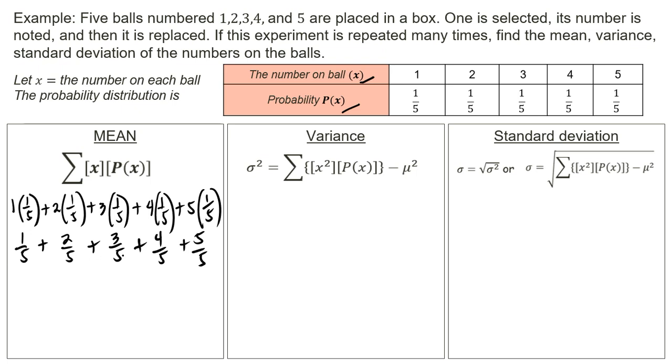And then, since pare-pareho sila ng denominator, add mo lang po yung numerator. 1 plus 2, 3 plus 3, 6 plus 4, 10 plus 5, 15. So, 15 divided by 5, which is equal to 3. And that will be your final answer for the mean.